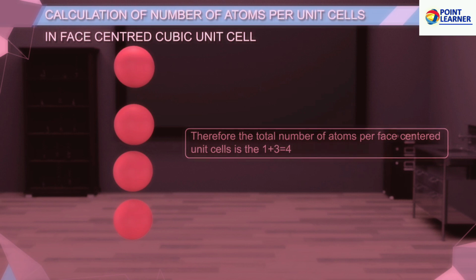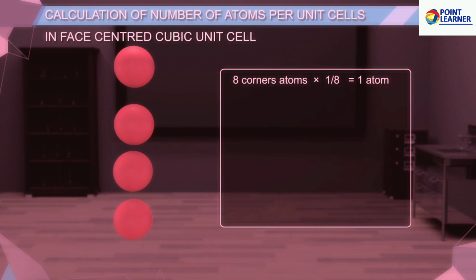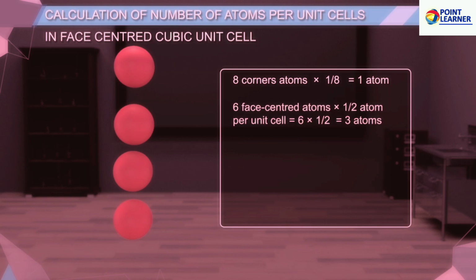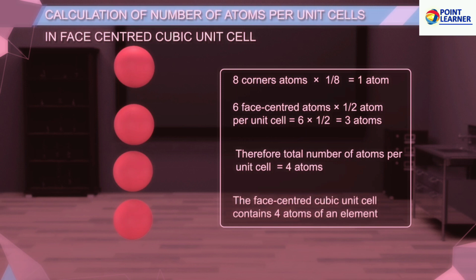8 corner atoms into 1 by 8 is equal to 1 atom. 6 face-centered atoms into 1 by 2 atom per unit cell is equal to 6 into 1 by 2, which is equal to 3 atoms. Therefore, the total number of atoms per unit cell is equal to 4 atoms. The face-centered cubic unit cell contains 4 atoms of an element.